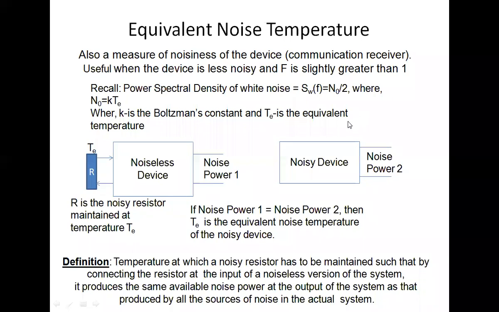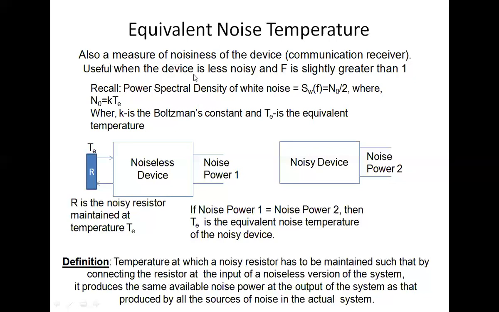Hello. In the last lecture, we saw what noise figure is, which defines the noisiness of the device, and the minimum value of noise figure F min is equal to 1. That happens when the device is completely noiseless. Now, another measure of noisiness of a communication receiver device is equivalent noise temperature. This is another way of defining it, also a measure of noisiness of the device.